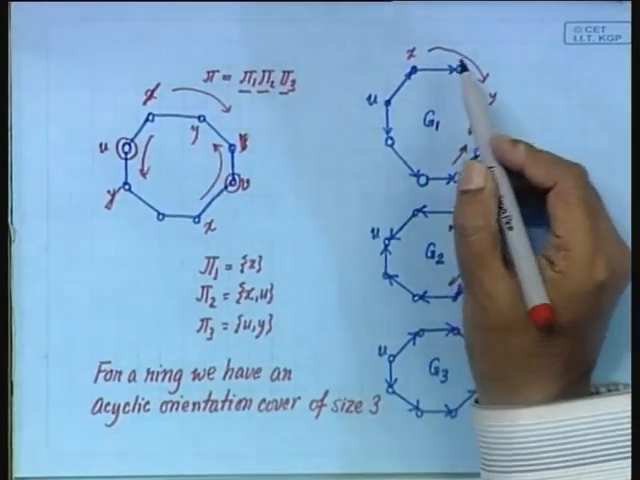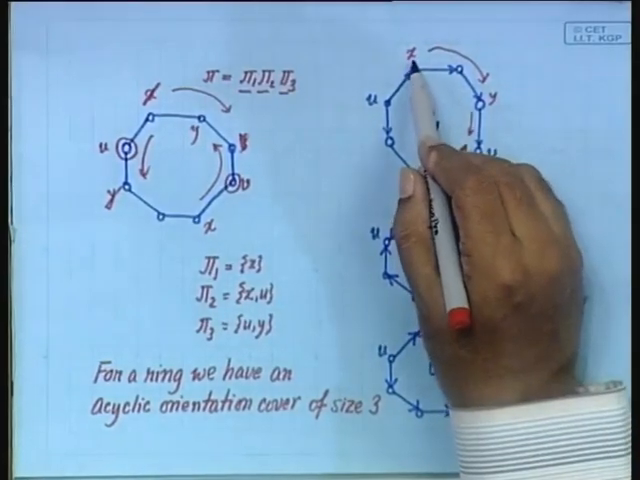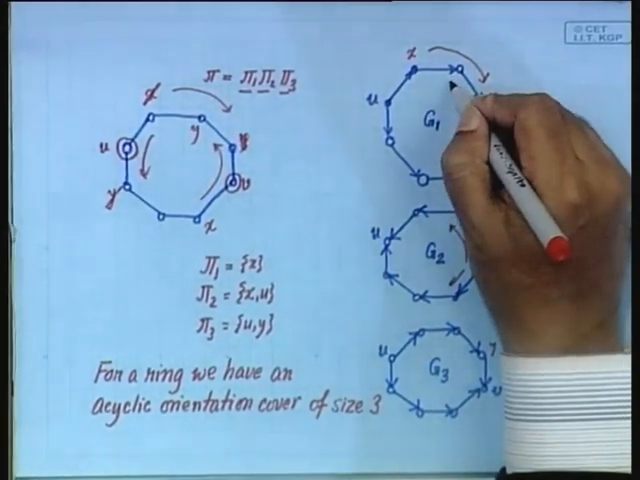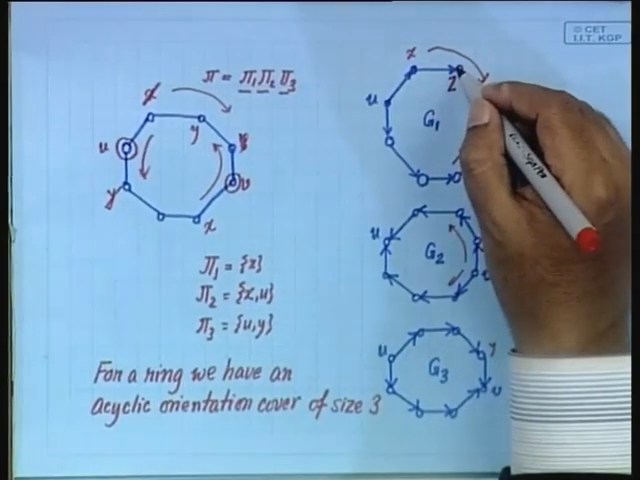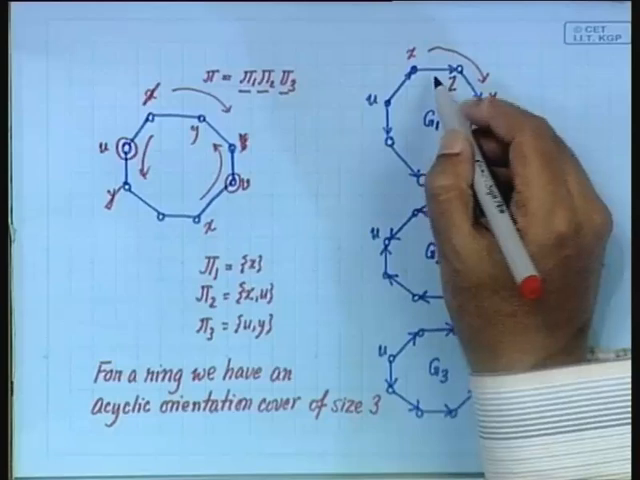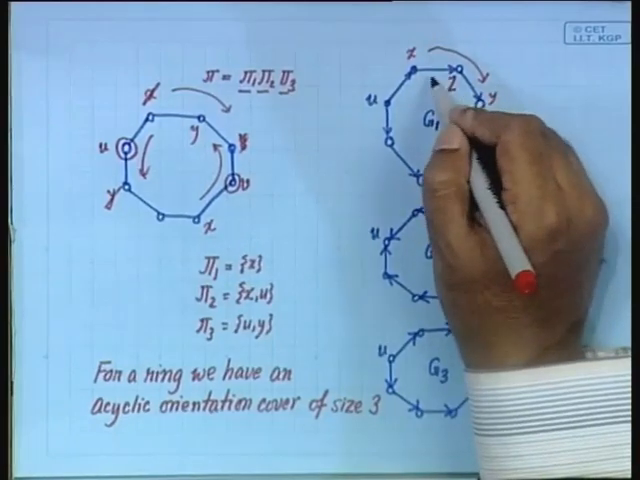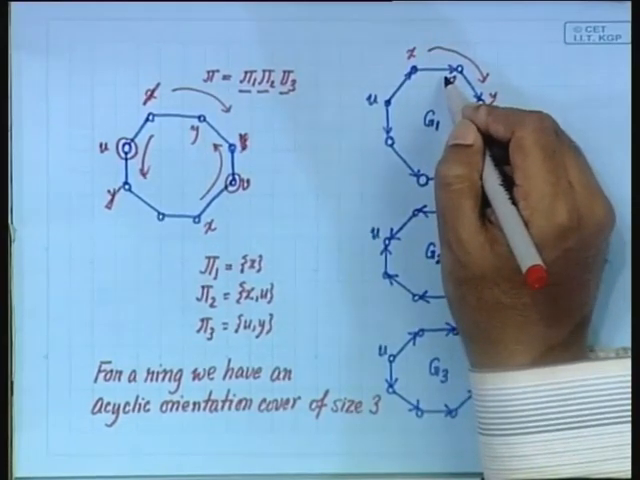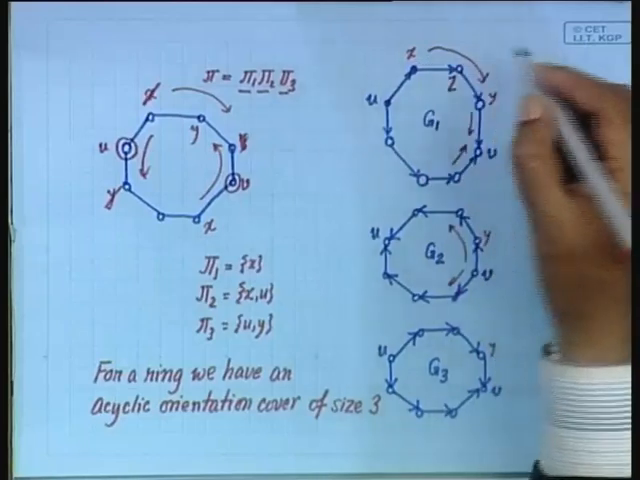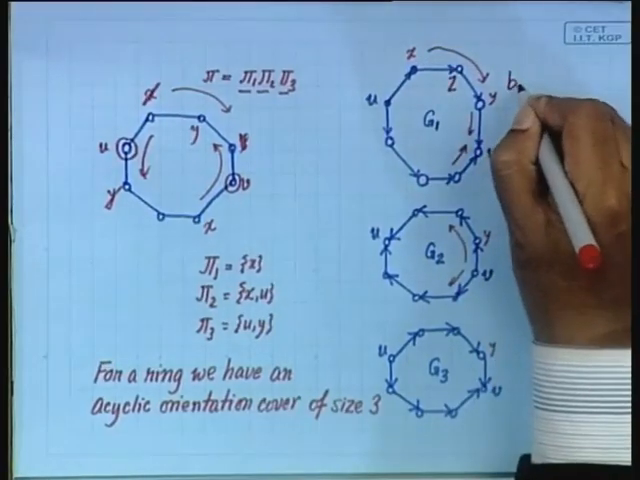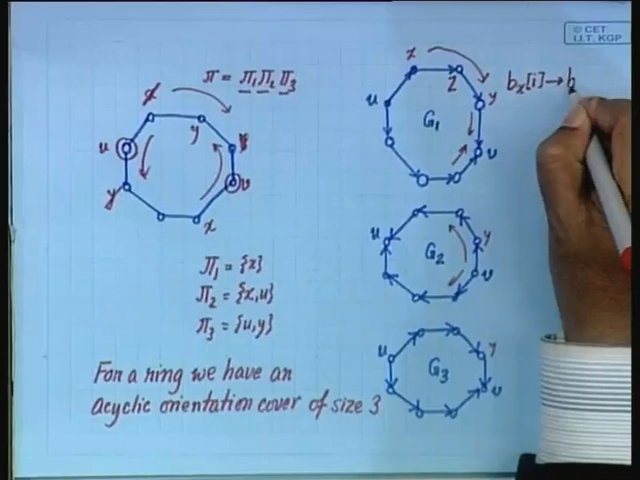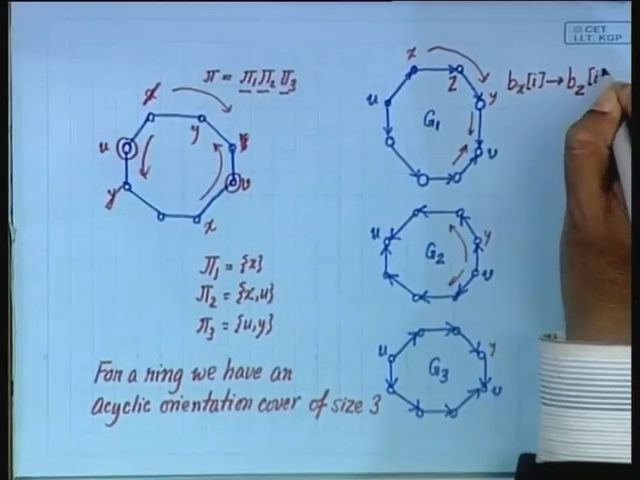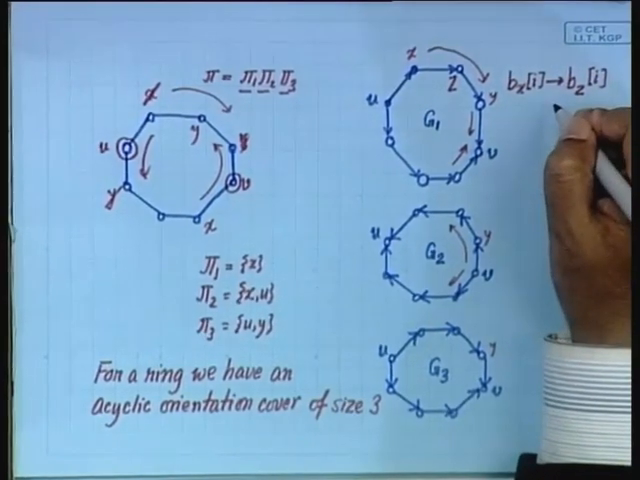Now, if you want to go from x to z here, then in G1 it is in this direction only. So, therefore, the packet will go from Bxi to Bzi. We will not change plane. Why?